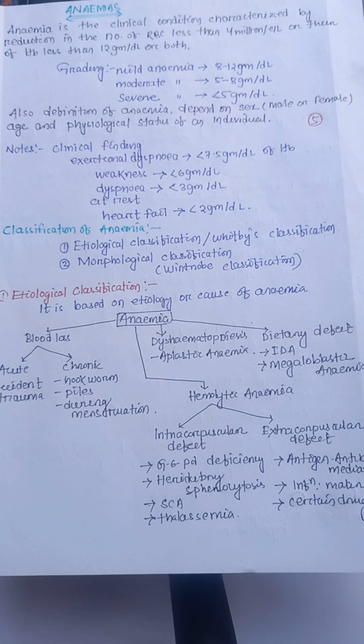First, blood loss. If there is blood loss, that results in anemia. It can be of two types: acute blood loss or chronic blood loss, where acute blood loss is mostly due to accidents, automobile accidents or trauma, whereas chronic blood loss is due to hookworm, piles, or menstruation.